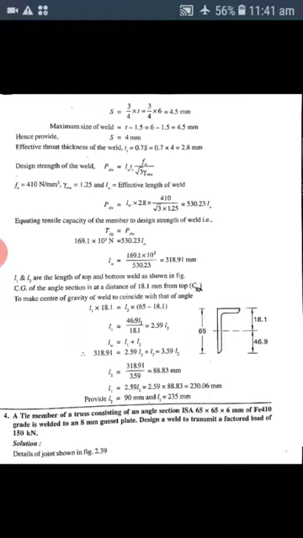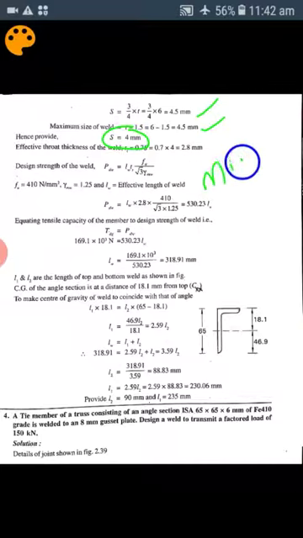First we need to calculate the minimum thickness for the given section. Table number 21 we need to refer. Then for the maximum size of the weld, for the round edges, this is the thickness, and also for the square edges, this is the thickness. Hence provide the size of the weld as 4 mm.